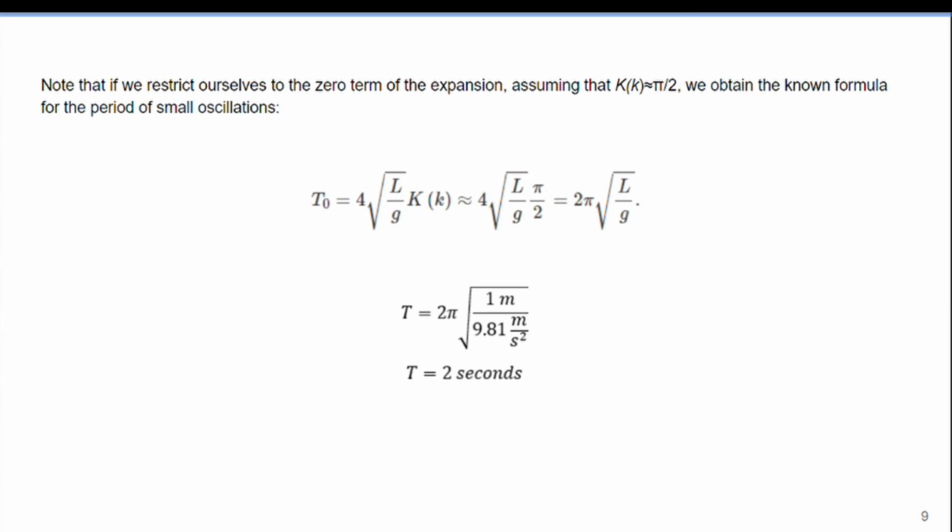We solve this equation, and at the end we have that the period of each oscillation is 2 pi square root of L, that is the length of the string, over g, that is the gravity. So if we substitute with the data, we obtain that the period of each oscillation is 2 seconds.